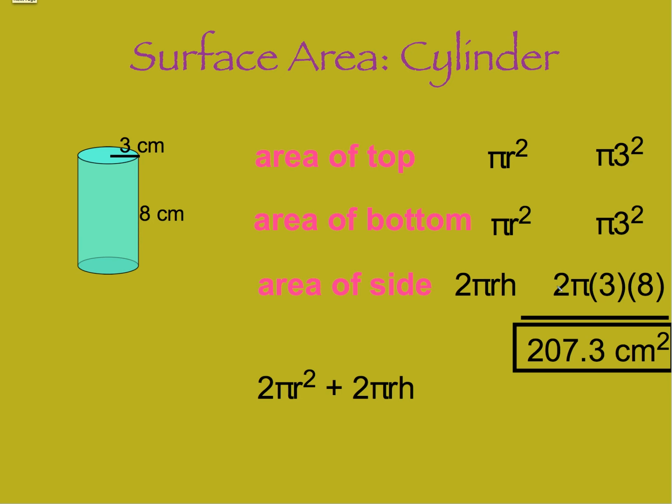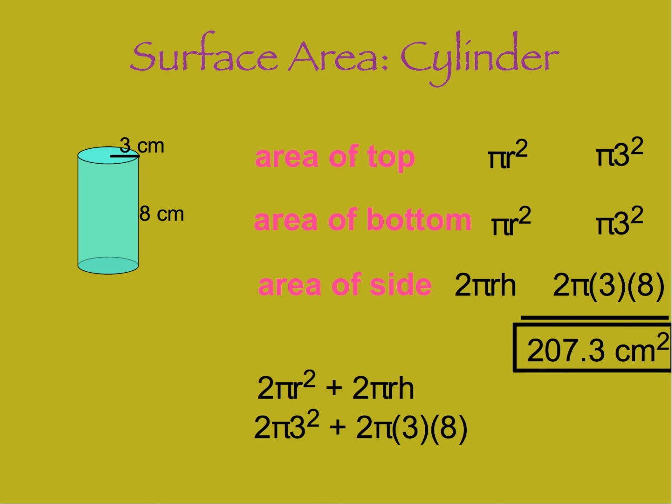Plugging that into a formula would look like this. All I did was I consolidated everything. So if you look at what we have here, we have pi r squared, we have that twice. So I just multiplied it by 2. 2 times pi r squared plus 2 times pi times the radius times the height. So this right here would be our formula.